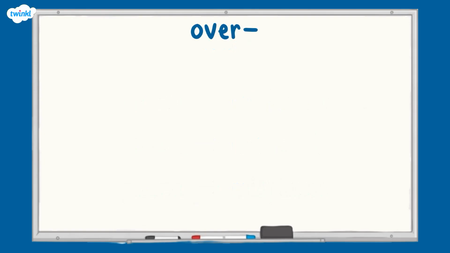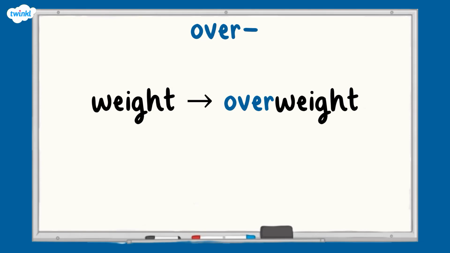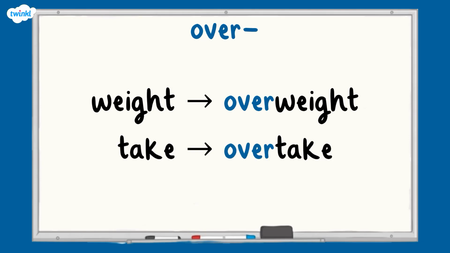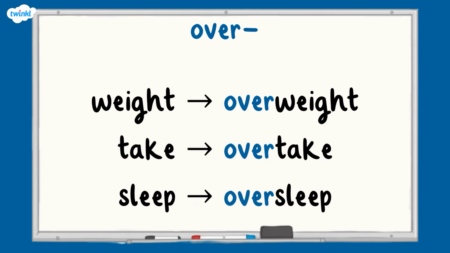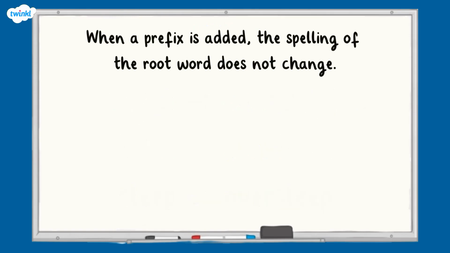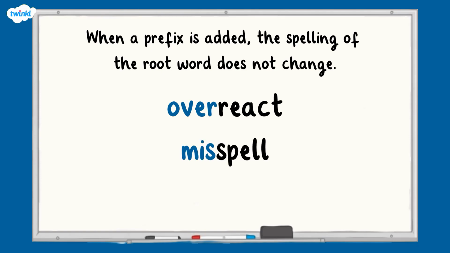Over. The prefix over means too much, like in overweight, overtake, oversleep. Remember, when a prefix is added, the spelling of the root word does not change, so we can end up with a double consonant. For example, overreact, misspell, dissimilar. Knowing this will really help when spelling words with prefixes.